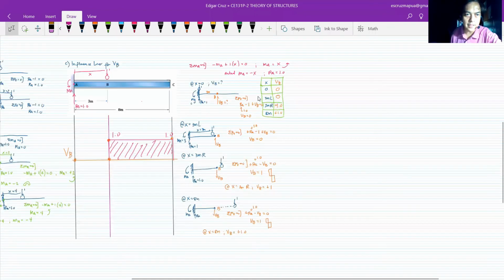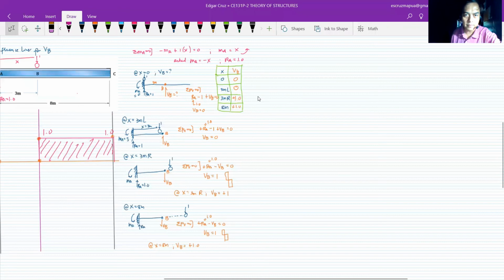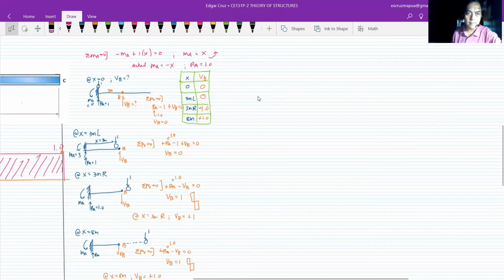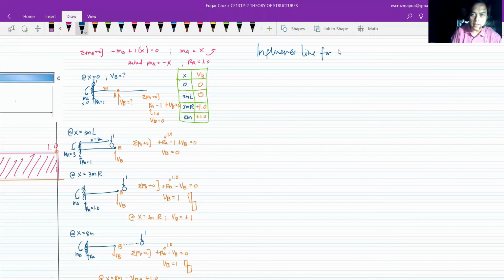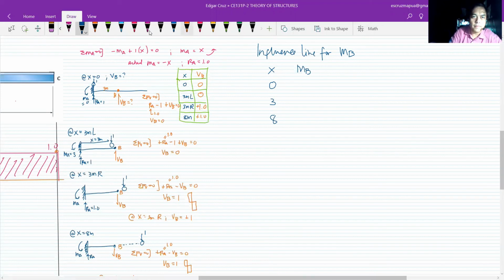Okay, so dito ko gawin natin sa kabilang side. Okay, so let us do here. Influence line for moment at B. Moment doon sa point B. Okay, so gawa tayo rin ng table. So X, 0, 3 meters, 8 meters. So hanapin natin yung corresponding moment sa B. Okay. So yan yung gawin nating table this time.